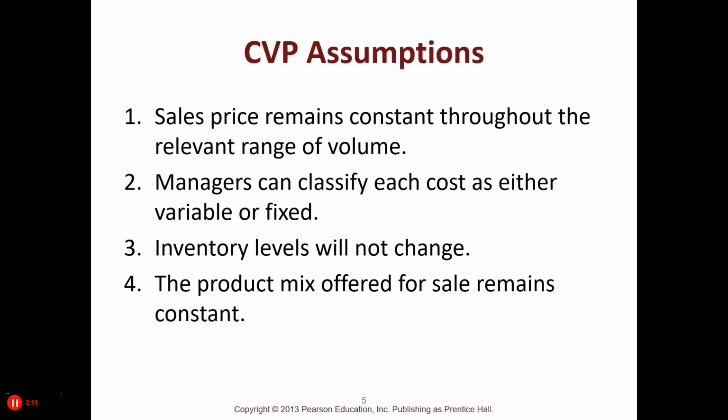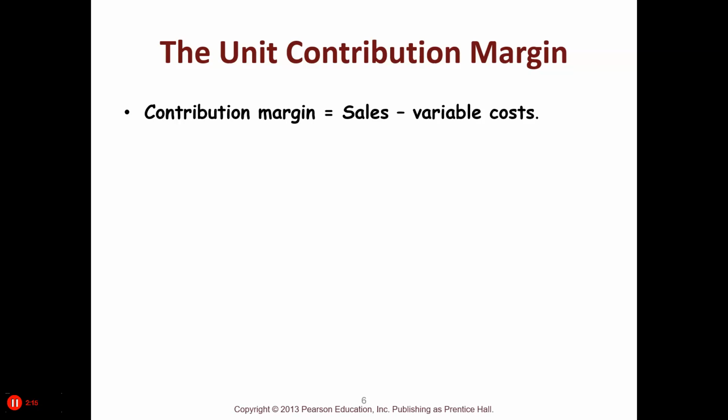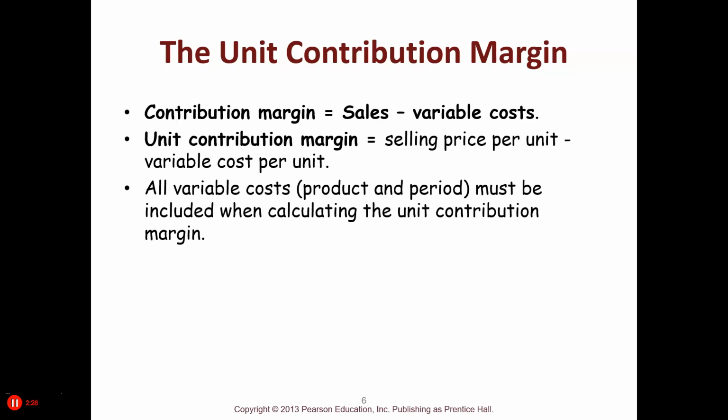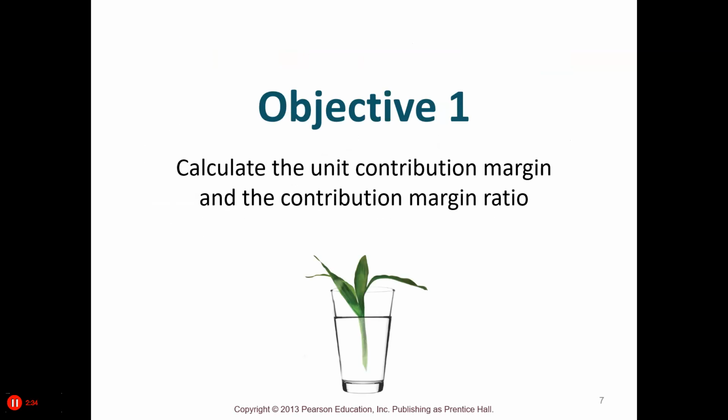Now let's take a look at the unit contribution margin. So contribution margin equals sales minus variable costs. Unit contribution margin equals selling price per unit minus variable cost per unit. All variable costs, product and period, must be included when calculating the unit contribution margin. Calculate the unit contribution margin and the contribution margin ratio.